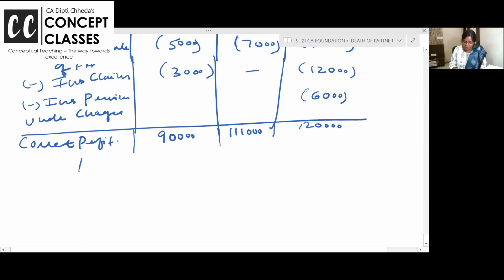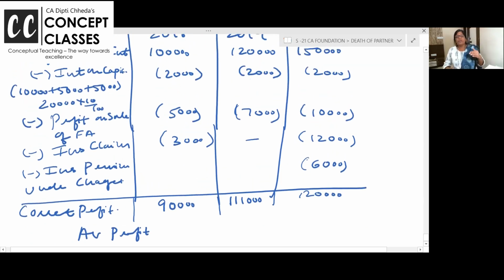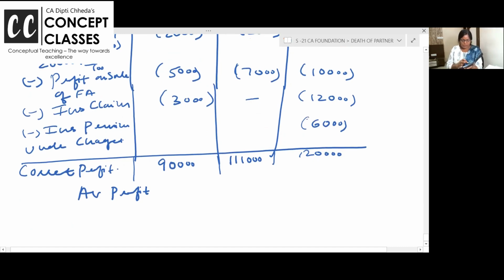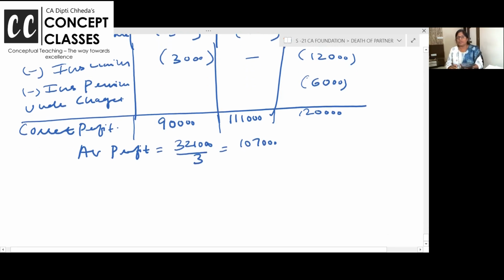Are you all getting the correct profit? Take out average profit. Anyone in the class is having doubt? Interest on capital के पहले था, so we gave interest on capital, then profit on sale, then insurance claim, and so on. So now 90,000 plus 1,11,000 plus 1,20,000. So the average profit is 3,21,000 divided by 3, 1,07,000. Average profit.